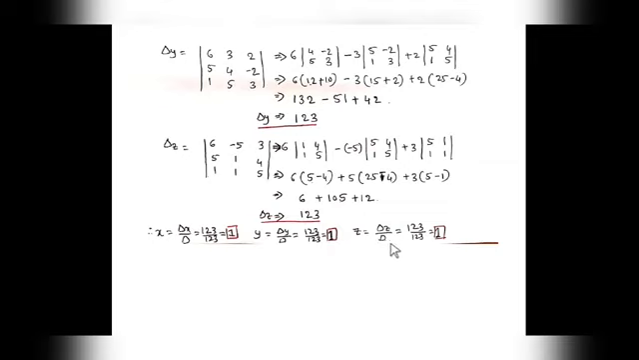Z value is delta z upon delta, that is 123 divided by 123, as we got the value of delta z as 123. Again, we got the z value is also 1. x, y, z values are 1, 1, 1 respectively.